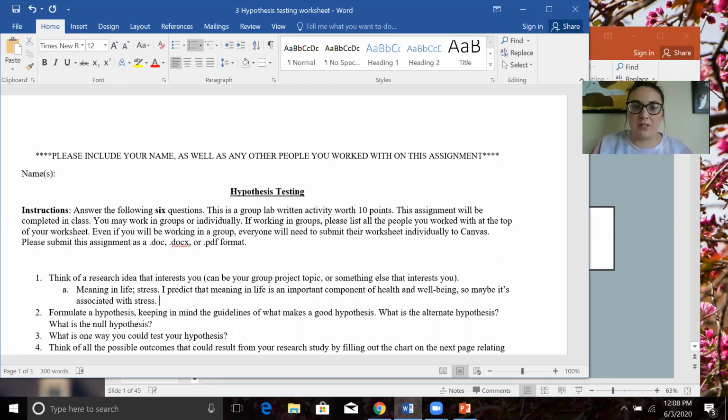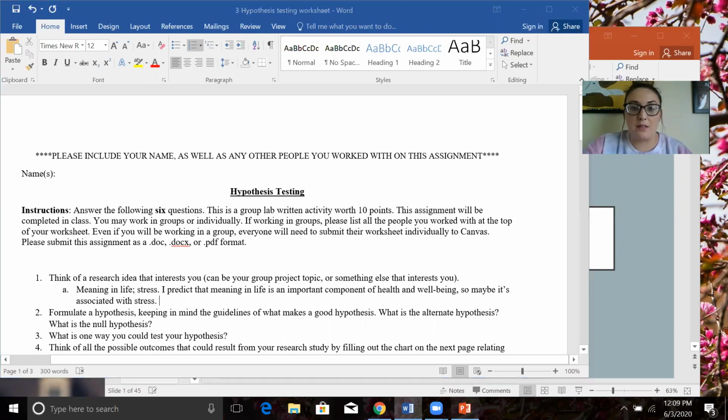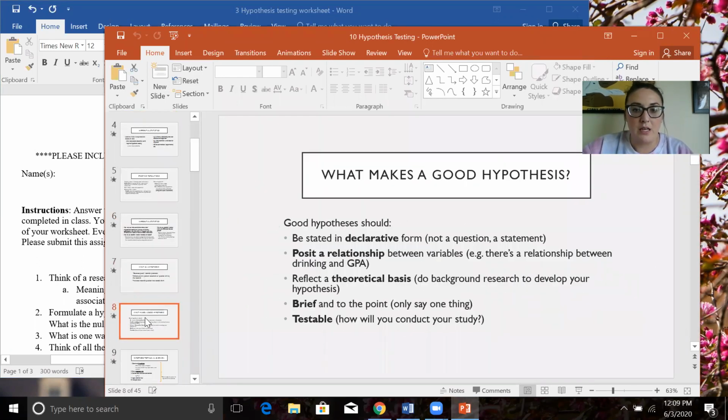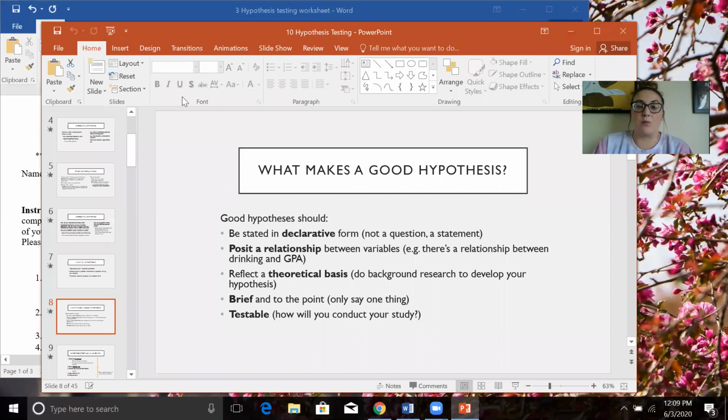Okay, so there you have it, my basic idea. I'm naming my variables and I'm saying I think that they're linked in some way. So formulate a hypothesis keeping in mind the guidelines of what makes a good hypothesis. What is the alternative hypothesis and what is the null? So in terms of formulating your hypotheses, the area of the hypothesis testing PowerPoint you're going to want to head to is going to be more towards the beginning.